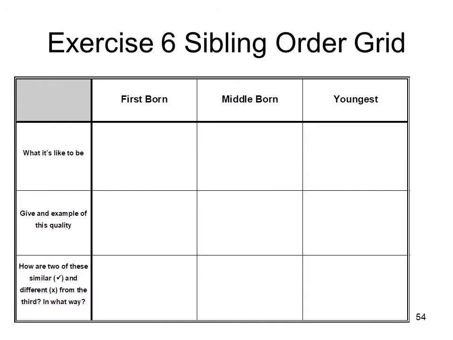And then the final one is do a Kelly triadic elicitation, like we did with Roland. How are two of those similar and the other different? Does that make sense as an exercise? We haven't got long, so get to work.